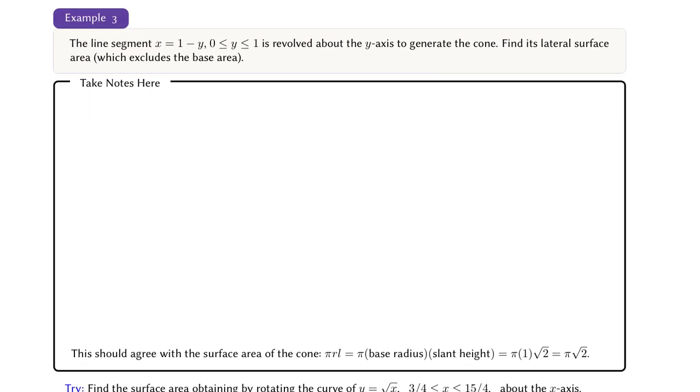The line segment x equals 1 minus y, where y is between 0 and 1, is revolved around the y-axis to generate a cone. Find the lateral surface area, which excludes the base area. First, we graph the curve x equals 1 minus y.